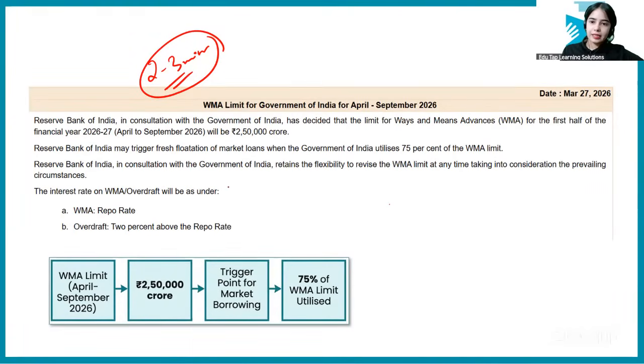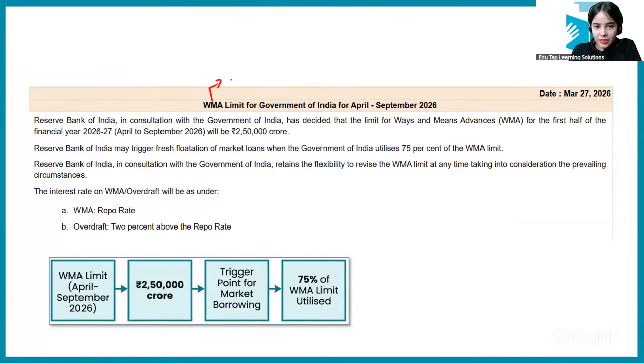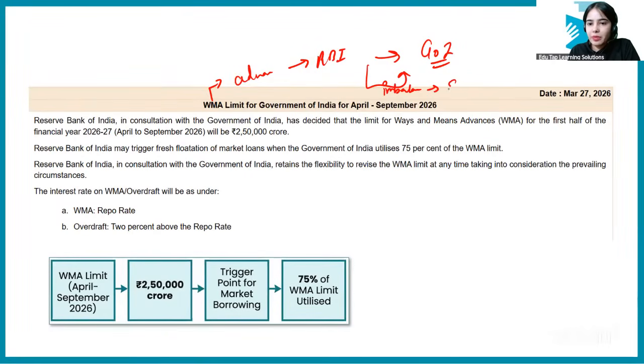Okay, let's discuss WMA. Anyone has any idea what WMA is? Yes, RBI. WMA is the ways and means advances. These are the advances given by the Reserve Bank of India to the government of India to meet the imbalances in their expenditure for a short period of time. Ways and means advances are for a maximum period of 90 days. Within 90 days, it has to be returned.